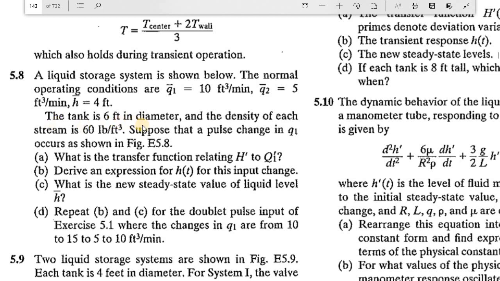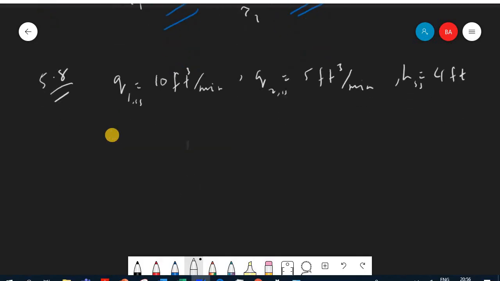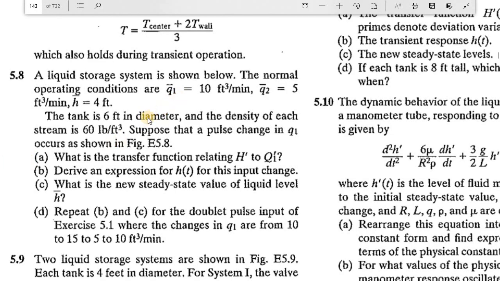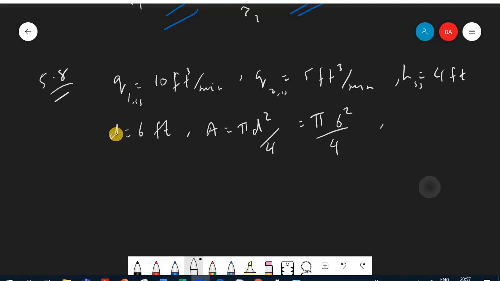The tank is 6 feet in diameter, and the density of the stream is 60 pounds per cubic foot. So if I say diameter is equal to 6 feet, I know that the cross-sectional area for that tank is pi times 6 squared over 4, right? And what else do we have? We also have the density, which is 60 pounds per cubic foot, okay? I think we have good information here.